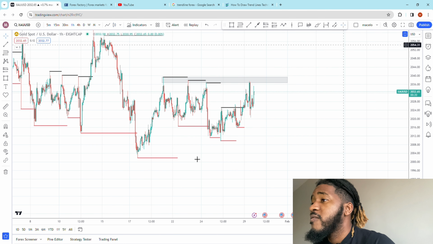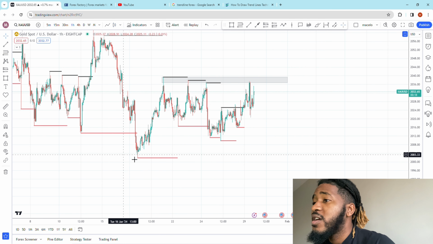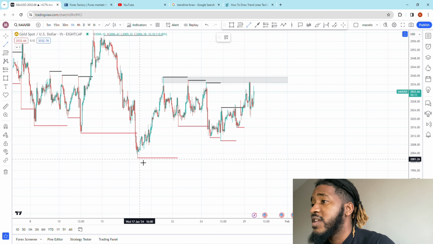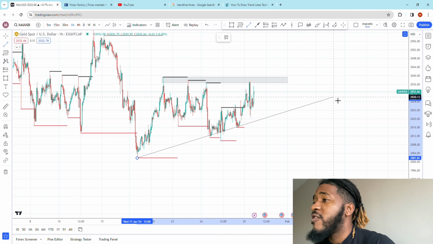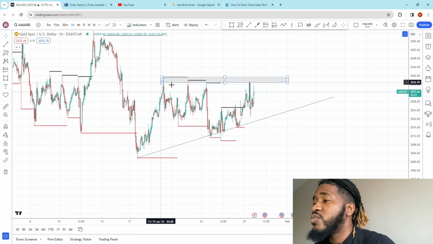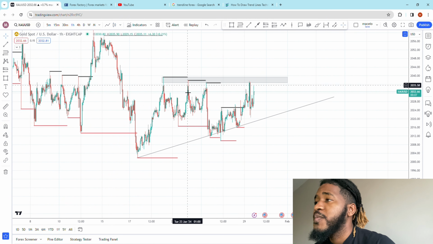So right now, we can't draw a trend line on this because this would be incorrect. Why? Once again, because these highs are the same, which means it's not making new highs.